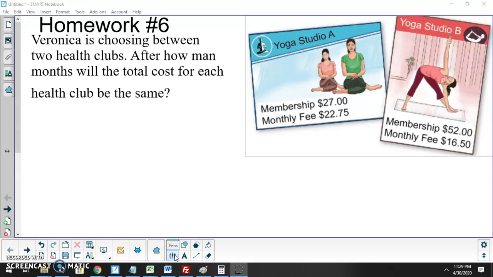Another day here in math land, and we're gonna go over some of these pre-algebra homework problems, and let's hope you guys can understand what we're doing here, because these ones are a little bit tricky. All right. So Veronica is choosing between two health clubs, and after how many months will the total cost for each health club be the same?